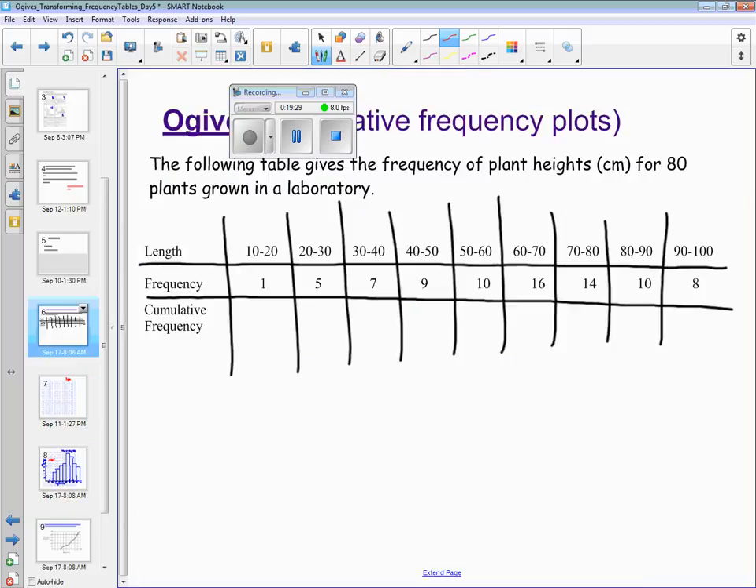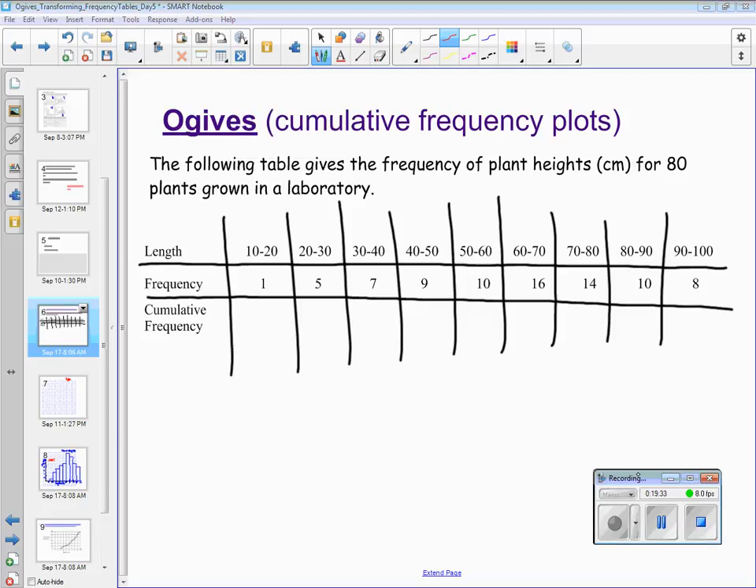Okay? So what we have to do is go back to our chart, and we have to fill it out completely. We already know how to do a histogram. We only needed the bins and the frequencies. But to create this graph called an ogive, or a cumulative frequency plot, we need the cumulative frequencies.